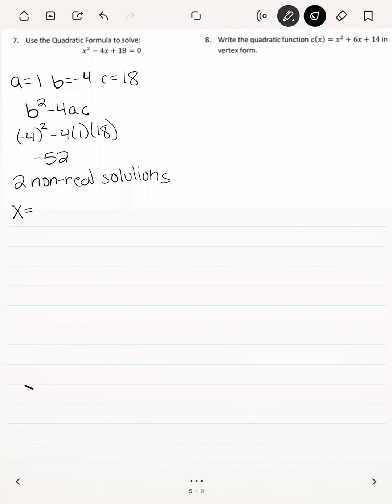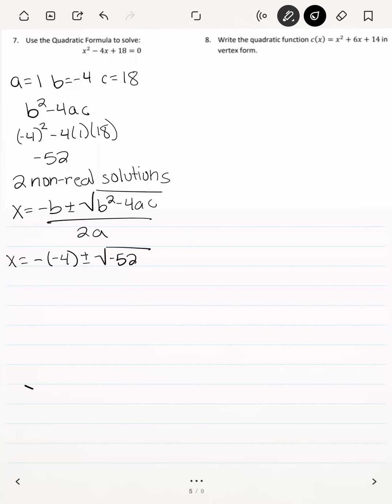x equals negative b plus or minus the square root of b squared minus 4ac all over 2a. So I plug and chug. x equals negative, and my b value is a negative 4, plus or minus the square root, I already figured this one out, was a negative 56, all over 2 times 1. Two negatives make a positive, so I have 4 plus or minus.